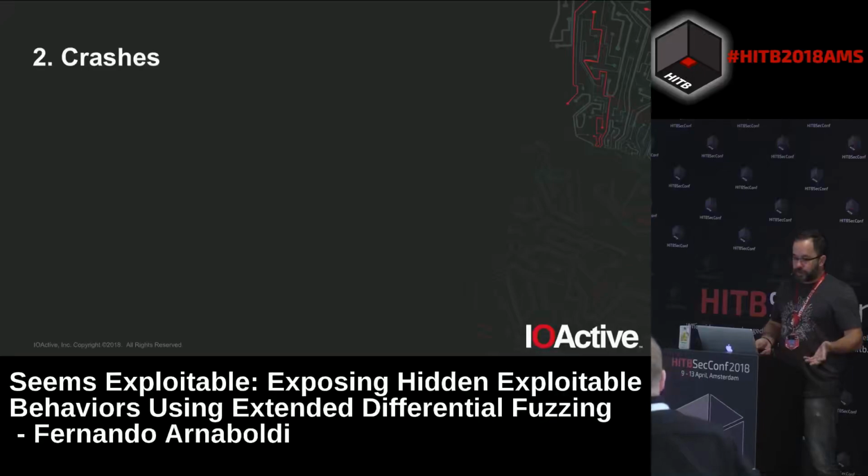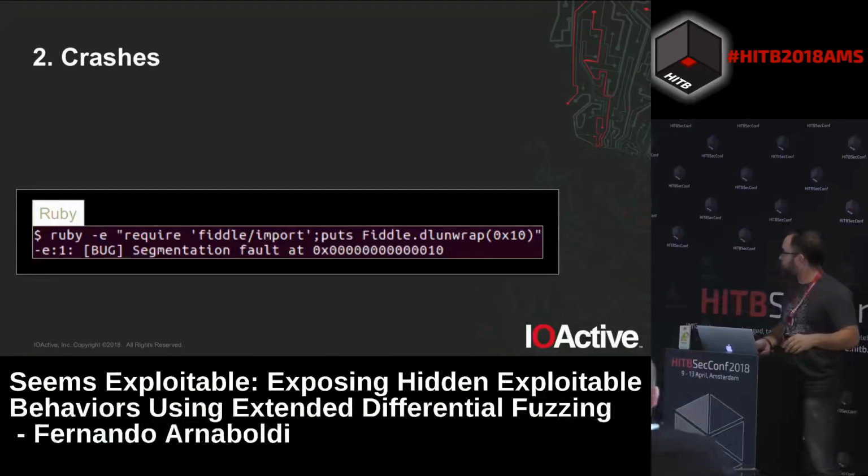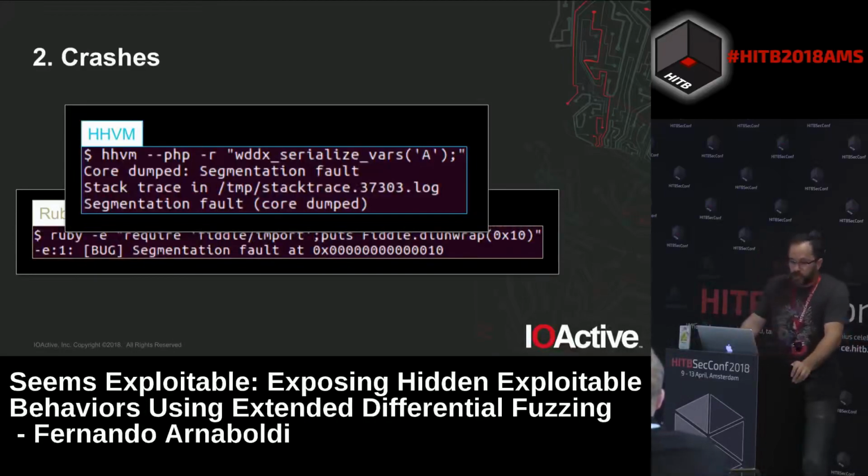What I wanted to exemplify, as I said at the very beginning, was that we can execute them to show that we can get those crashes. For example, in Ruby, we can get a segmentation fault by doing that. We can also break the HHVM, which is the PHP that Facebook uses in a number of different ways.